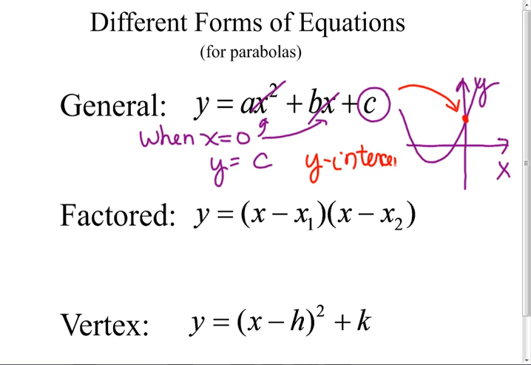What about, Monty, do you know what happens in the factored form? What do I get there? If I let y be 0, I get x minus x1, x minus x2. What are those called, x1 and x2? It's factored form. What are these called? The x-intercepts. Those are called x-intercepts.